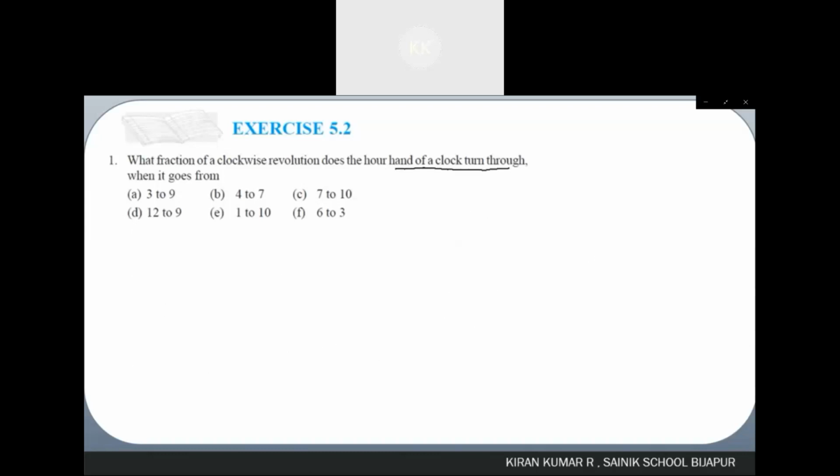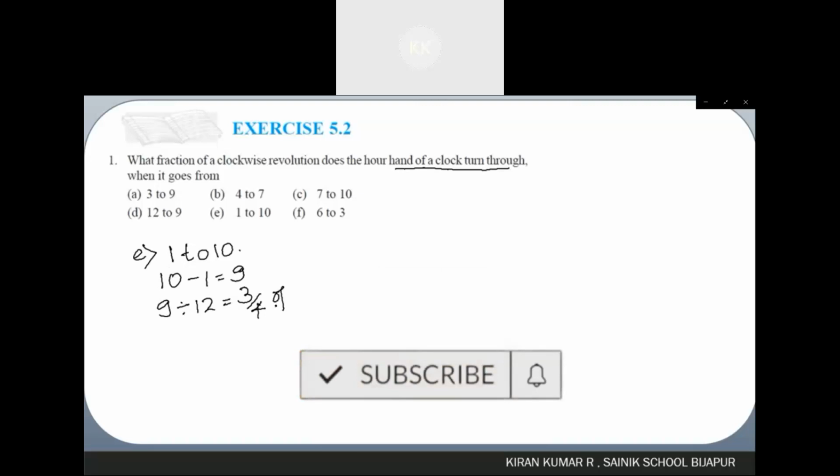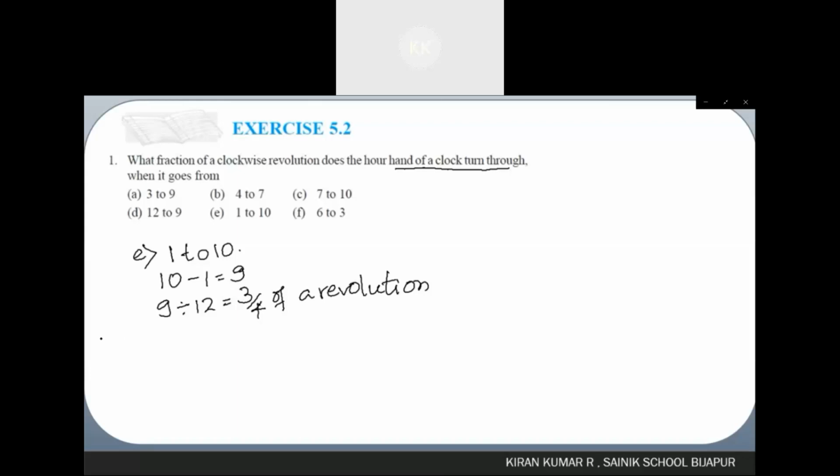Next one, E, 1 to 10. So 10 minus 1 will be 9. When 9 is divided by total 12 hours, I'll get 3/4 of a revolution. Next is 6 to 3. That is 6 to 12 and then 12 to 3.